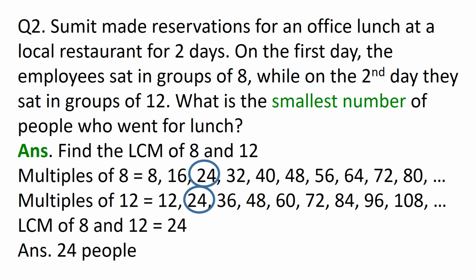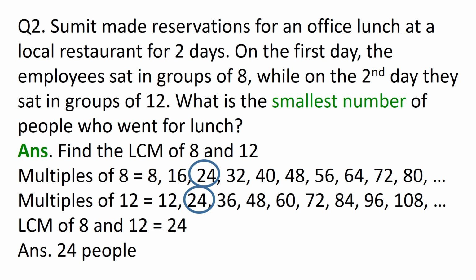Let us solve one more question. Sumit made reservations for an office lunch at a local restaurant for 2 days. On the first day, the employees sat in groups of 8, while on the second day, they sat in groups of 12. What is the smallest number of people who went for lunch? You can see the word smallest here. So, we will be finding the LCM of 8 and 12.